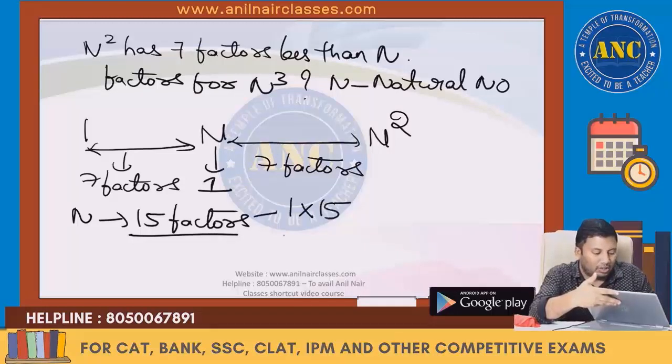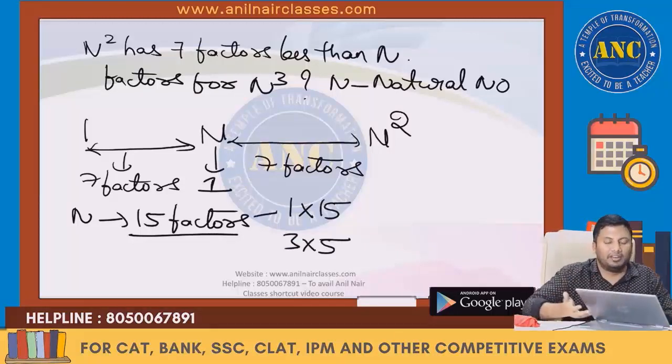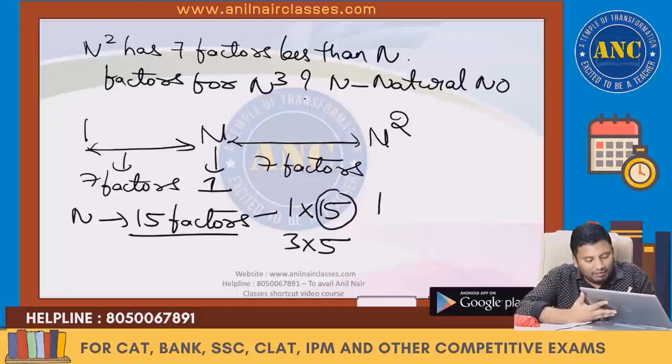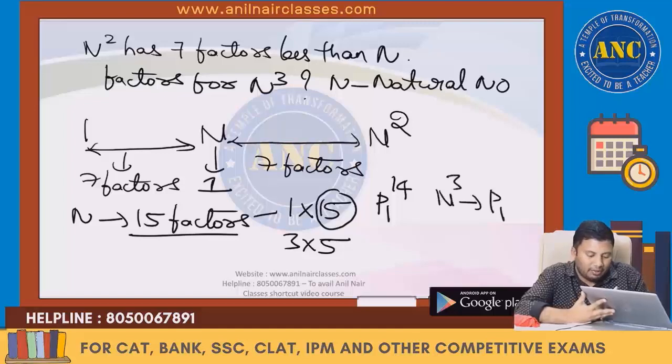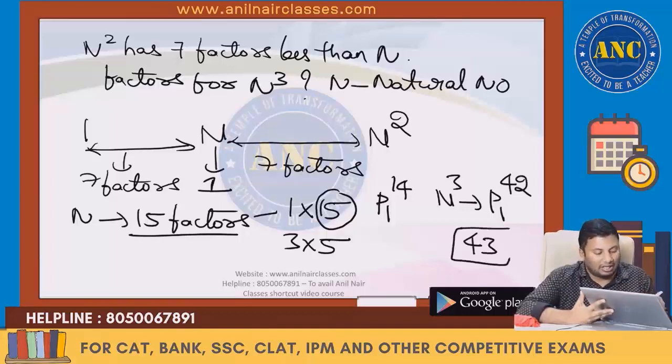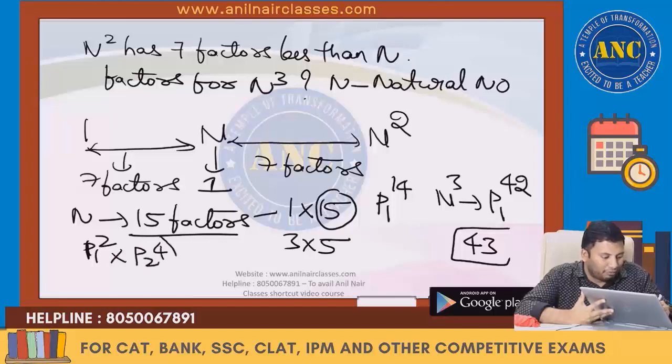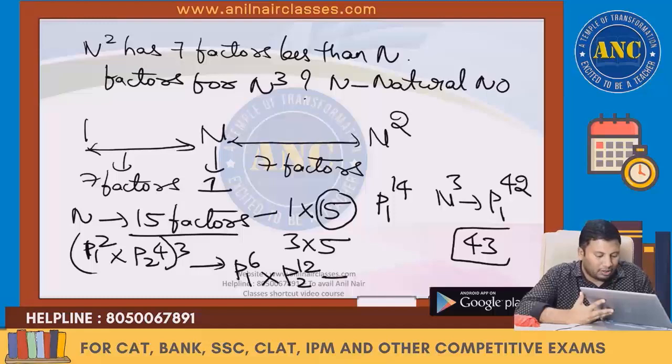15 is 1 into 15 and 3 into 5. Already we discussed this in the previous class. 15 means P1 power 14. N cube is nothing but P1 power 42, which means n cube will have 43 factors. 3 means the power should be 2, and 5 means the power should be 4, so it is P1 power 2 into P2 power 4. N cube is P1 power 6 into P2 power 12. So the number of factors will be 7 into 13, which is 91.